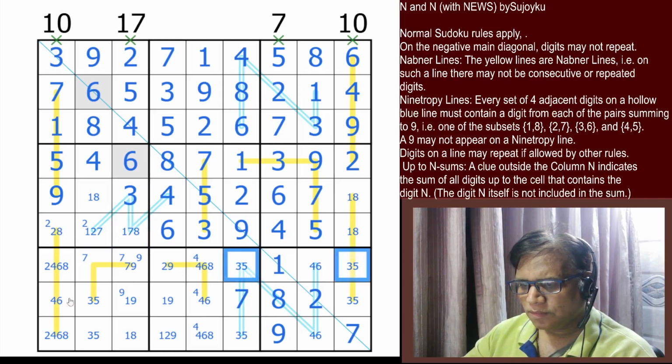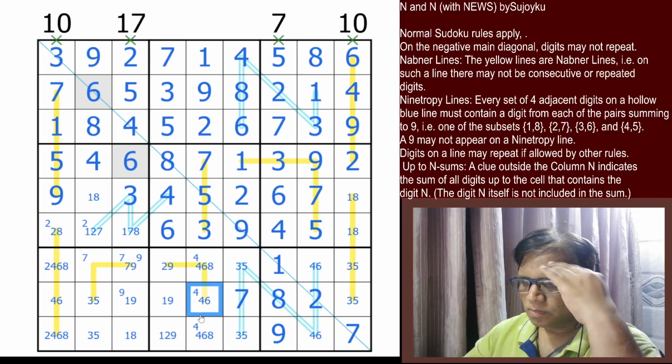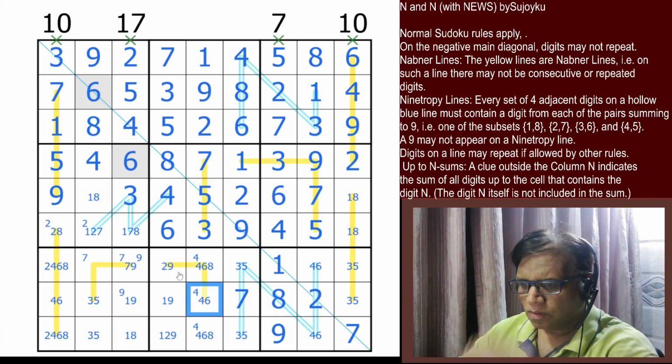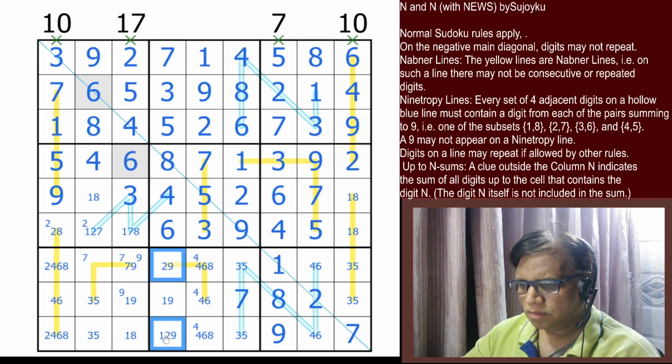Can't see any 3, 5 here. 4, 6, 4, 6, 8, 1, 8. Okay. Two is here or here. 1 is here.